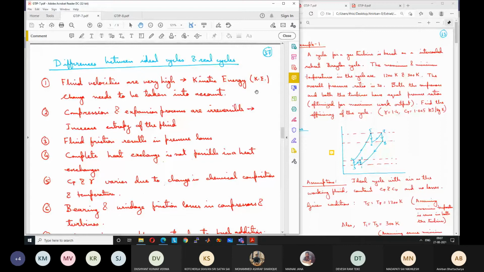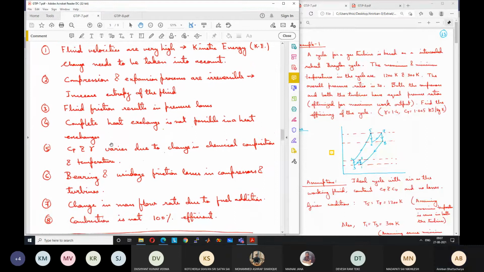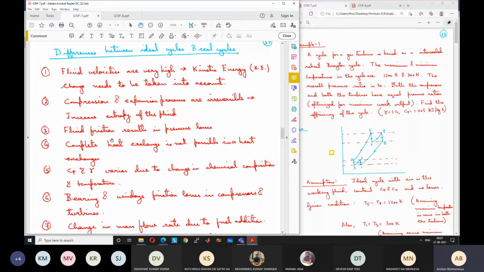Okay. So one is that the fluid velocities are very high, okay, at different locations, depending on the engine. For jet engines, obviously at the inlet and outlet also they are very high. But in between, for industrial gas turbines also, in the compressors and turbines, when the fluid passes over the blades, velocities are quite high. Okay. So we cannot neglect the change in kinetic energy. Okay. Change in kinetic energy needs to be considered in the calculations. Okay. So this is the first point.